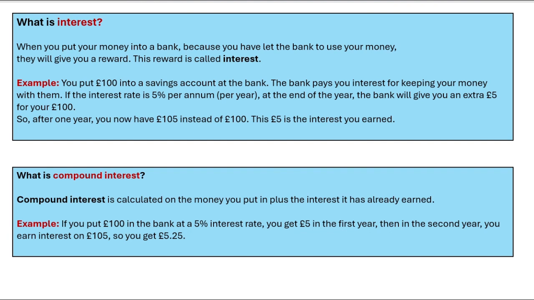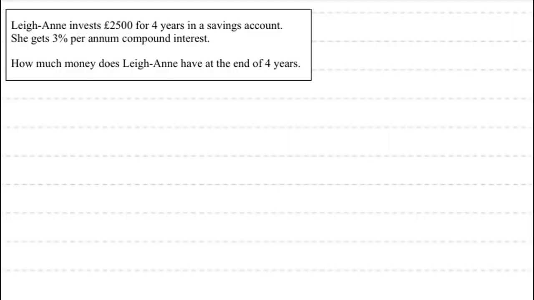What is compound interest? Compound interest is calculated on the money you put in plus the interest it has already earned. For example, if you put £100 in the bank at a 5% interest rate, you get £5 in the first year. Then in the second year, you earn interest on £105. So you get £5.25. Let's see how we can answer exam questions on compound interest.